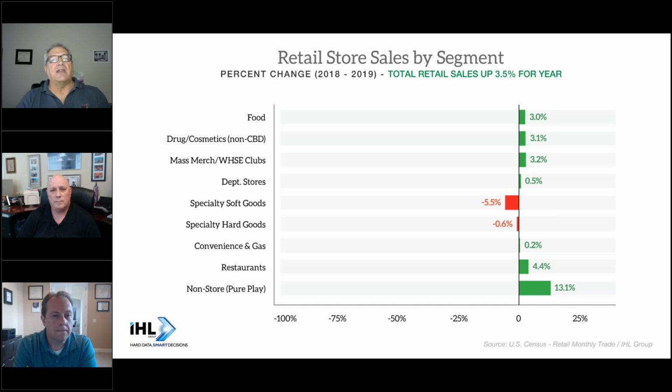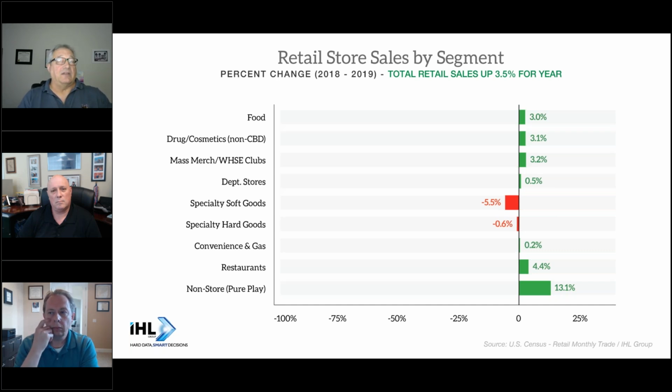The data that you're looking at here comes from the U.S. Census Bureau, and they put out a monthly report on retail sales. The way in which they get their data is they survey retailers, and then they extrapolate that data across the various retail segments to get a total for the year. So what you're looking at here is 2019 compared to 2018. Overall, retail sales were up 3.5% from 2018. And remember, 2018 was a monster year. Retail sales were up about 5.5% for that year.